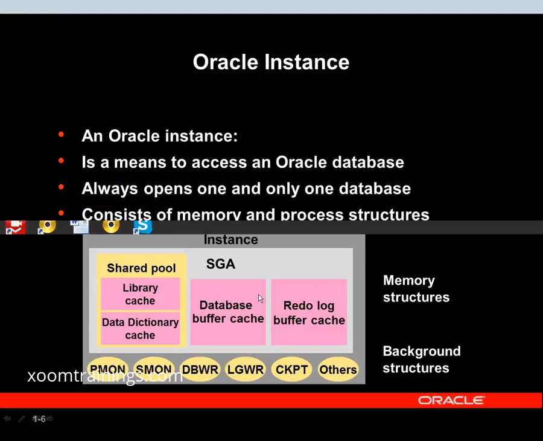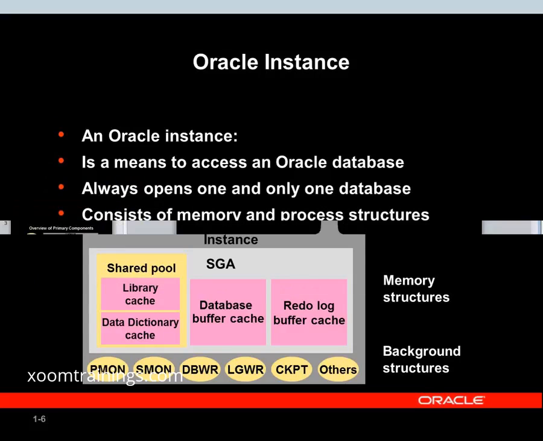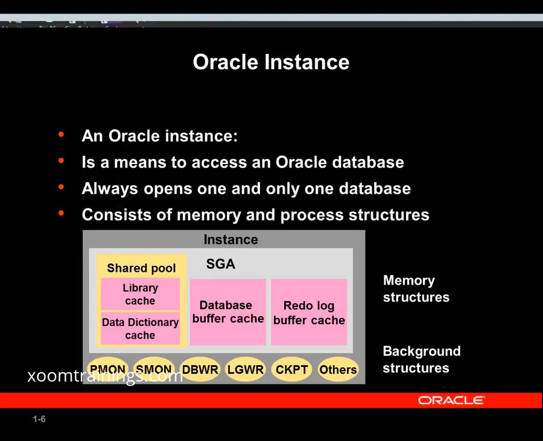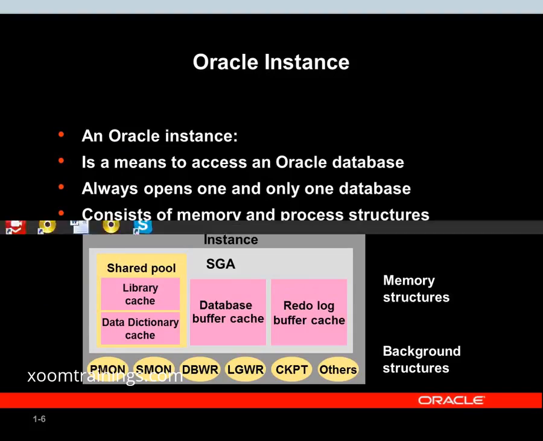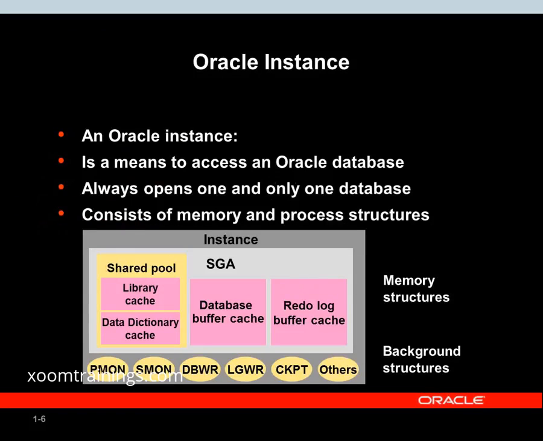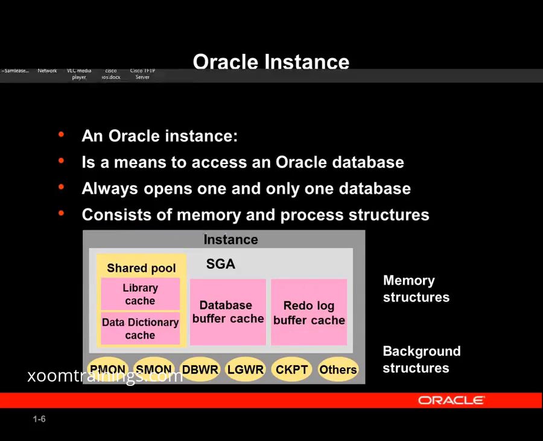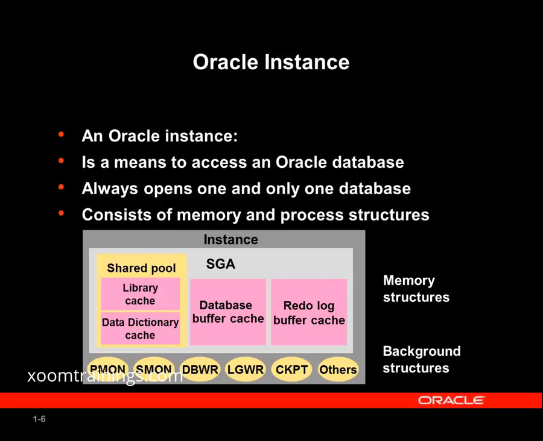For one database, we have only one instance, but multiple instances are also possible. In an RDBMS, we have only one instance for our database. In a RAC environment, we could have more than one instance on different nodes. For our database, we have one database and one instance. It consists of memory structures and background processes.